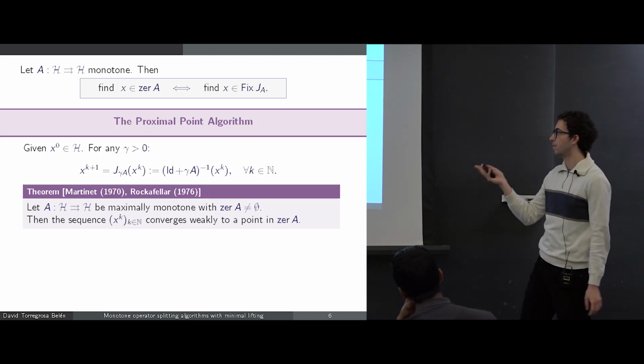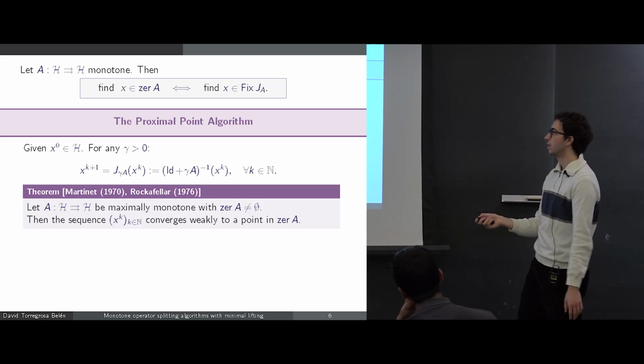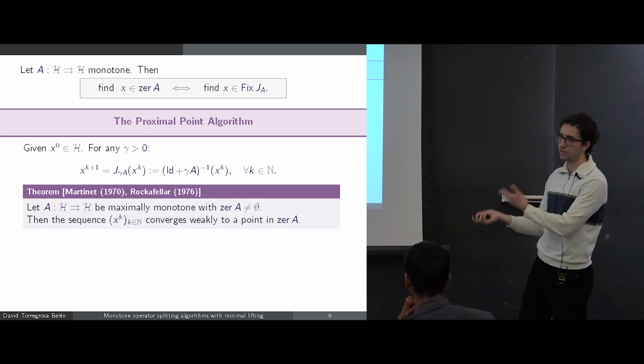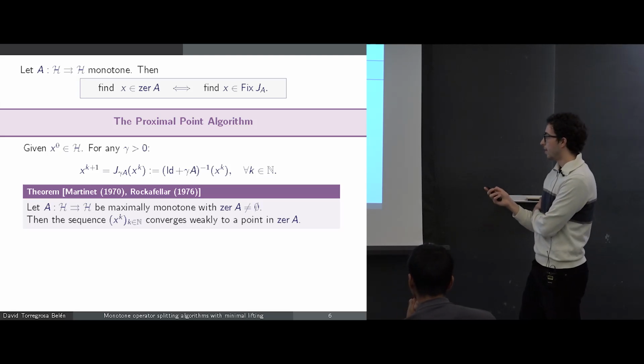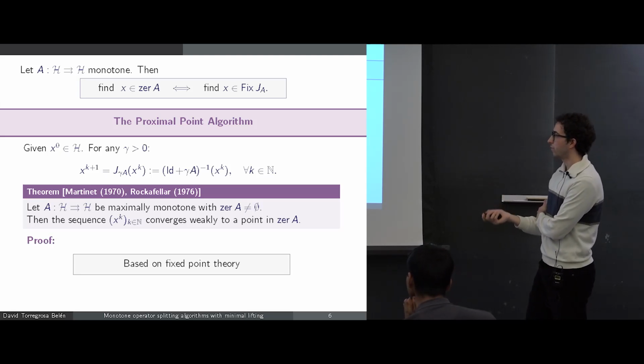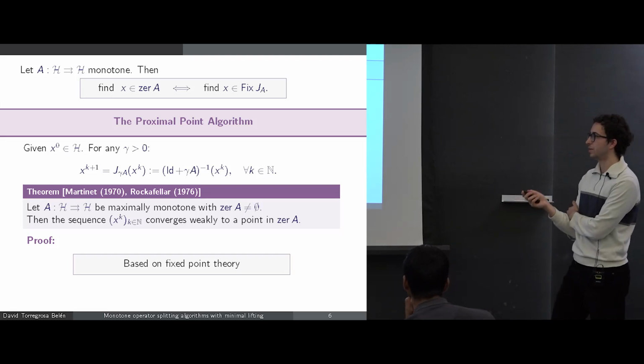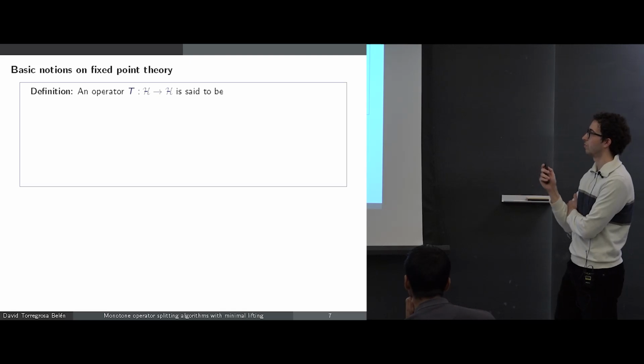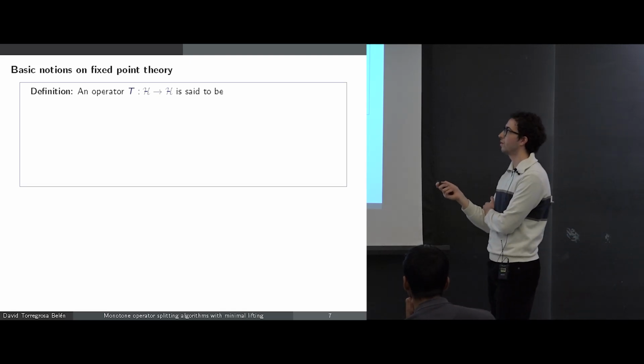The problem has a solution. Then the sequence xk that it generates converges weakly to a fixed point of A. And the proof of this result is based on fixed point theory. So let me give you some definitions about that.